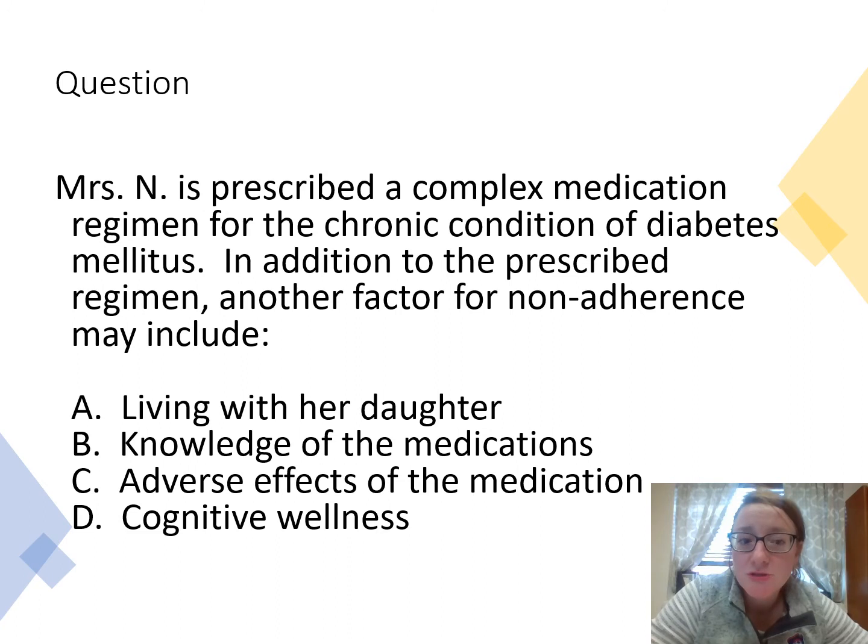Okay. Mrs. N is prescribed a complex medication regimen for the chronic condition of diabetes. In addition to the prescribed regimen, another factor for non-adherence may include what? So again, we're looking for risk factors for non-adherence. So something that's going to cause a negative outcome. Okay, so is Mrs. N living with her daughter going to promote non-adherence? Is knowledge of the medications going to promote non-adherence? Are adverse effects of the medication going to promote non-adherence? Is being cognitively well, being aware, being alert, going to promote non-adherence?